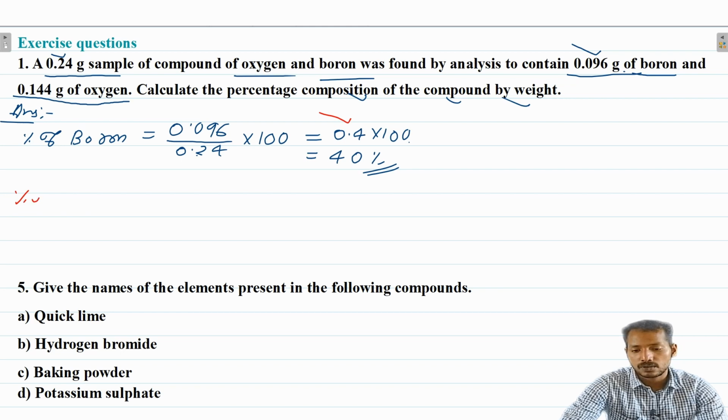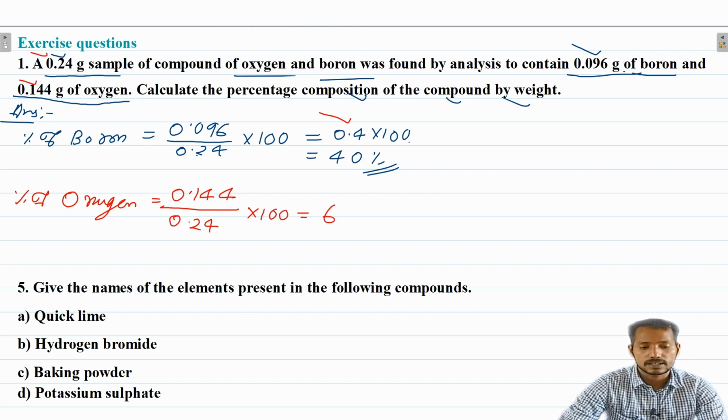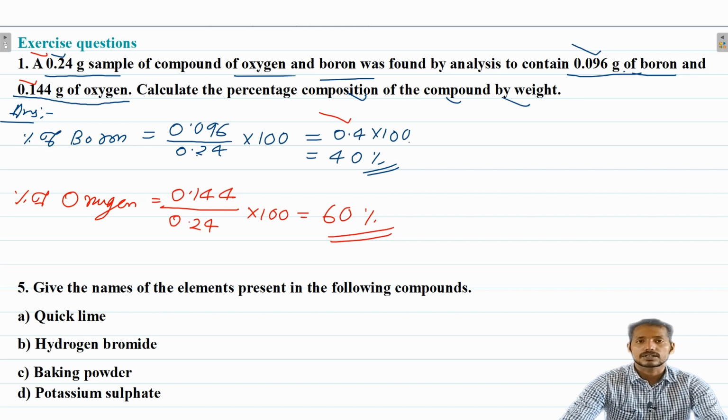Next, percentage of oxygen, similarly we can find percentage of oxygen. Very simple. What is the mass of the oxygen? 0.144. Divided by what is the mass of whole? 0.24. So 0.24 into 100. Simplify these calculations, you will get here 60. So 60%. So this sample consists of 60% oxygen and 40% boron.